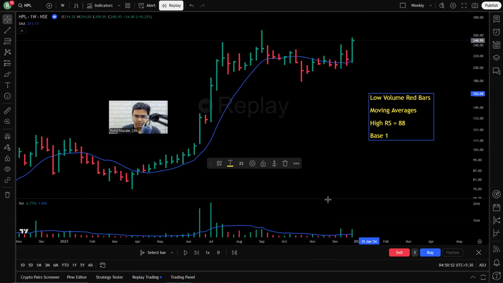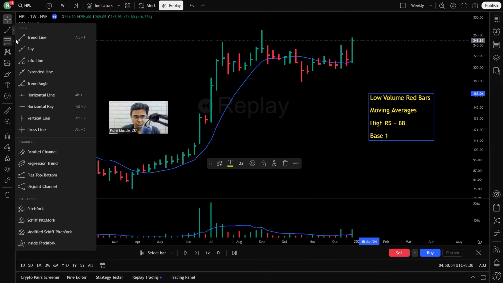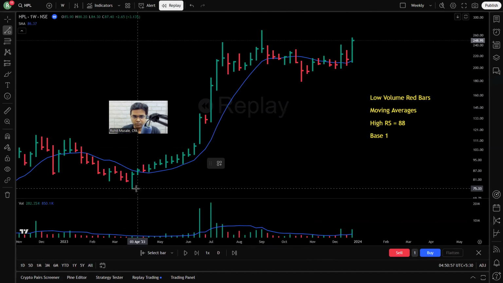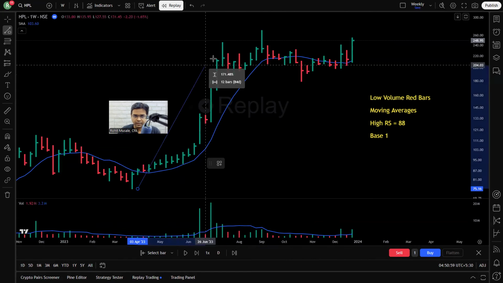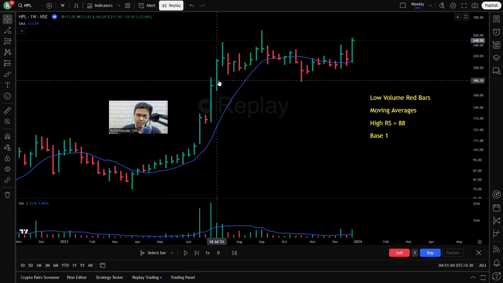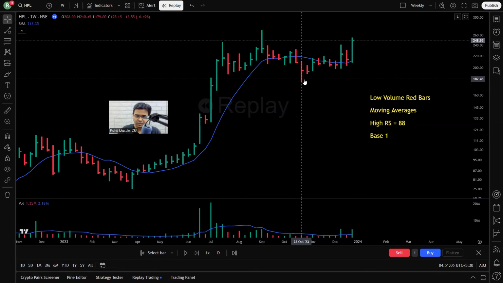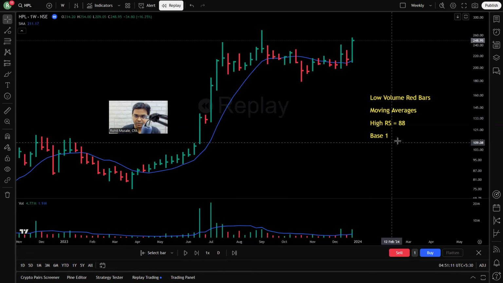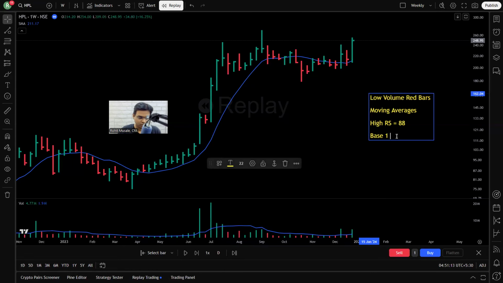So if you see, before the formation of this base, the stock shot up from the low till the high of this. The stock shot up 225%, but that base was reset by this bar, right? So the base reset has happened, which is why this is base number one, which is a point in our favor. So base reset. So this is early stage, right?